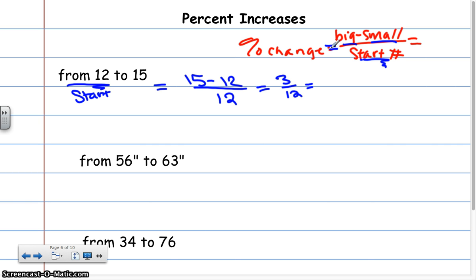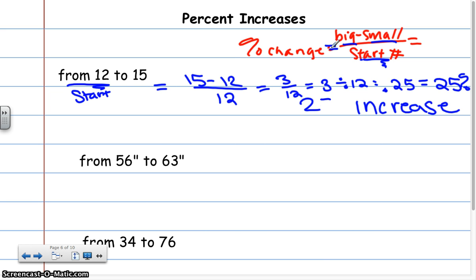Really, when I'm translating it, I don't really simplify too much. I just write into my calculator, 3 divided by 12, which is 0.25, right? Yep. 3 divided by 12 is 0.25. And then I gotta convert that to a percent. It's 25%. Now, did I get bigger or smaller? From 12 to 15, I got bigger. That means increase. So it is a 25% increase.